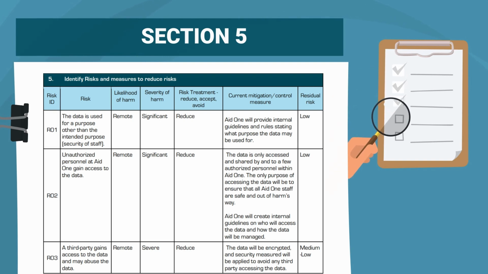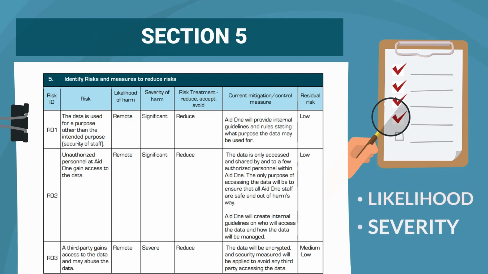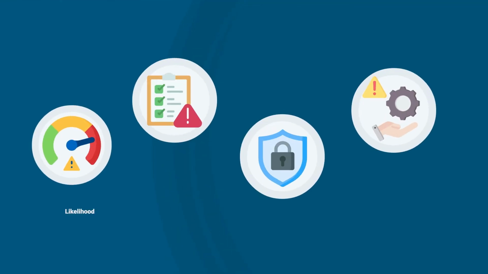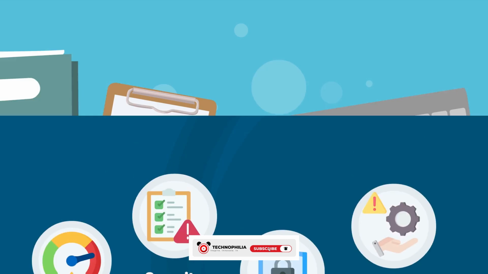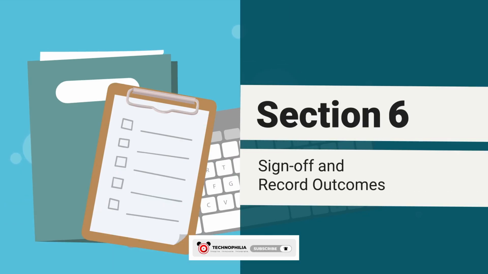In this section, Aid First logged 4 risks identified using a risk matrix, which considers both the likelihood and severity of any impact on individuals' rights and freedom. Related planned security measures and mechanisms of handling risks to ensure protection and demonstrate compliance were also included. Finally, a section for the sign-off from relevant stakeholders and for recording outcomes completes the DPIA document.